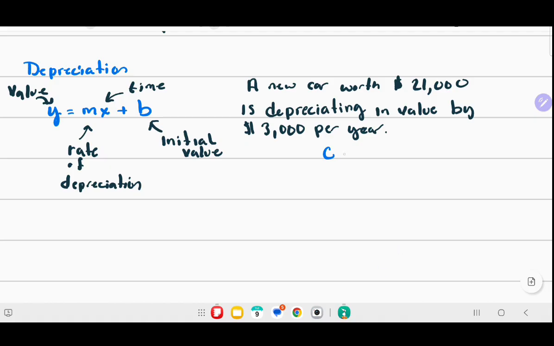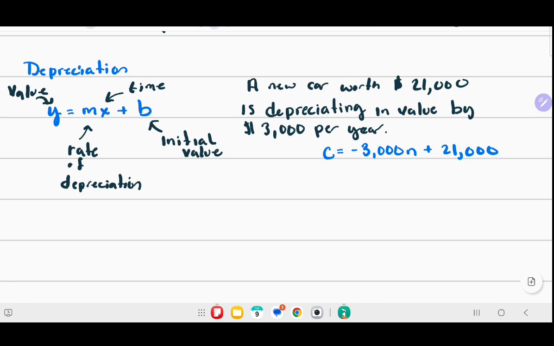the new value. We'll use C, that's the car, that's the value. And depreciation is always negative because it goes down. So negative 3,000. Then N is the number of years, and 21,000 is the initial value. This is the equation I'll give you. All right. We're going to answer some questions.